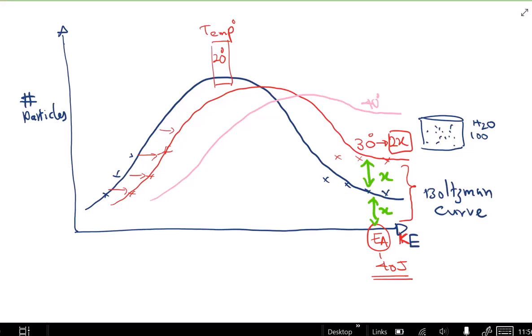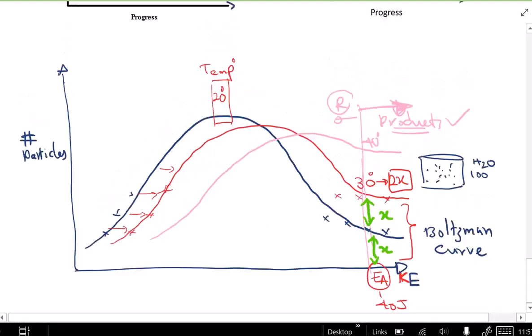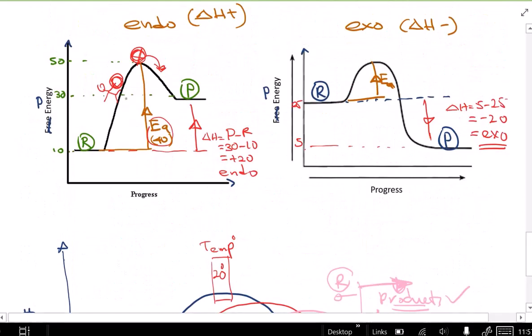So let's say we have the activation energy here, 40 joules. Everything past that hilltop will go to the products. Everything before that will be reactants. So that's how we want to match this graph to the previous one. See this one, the hilltop is 40.